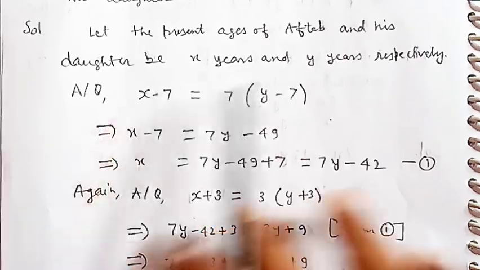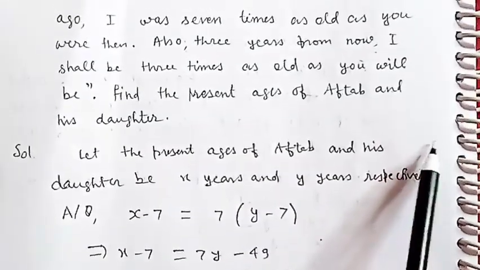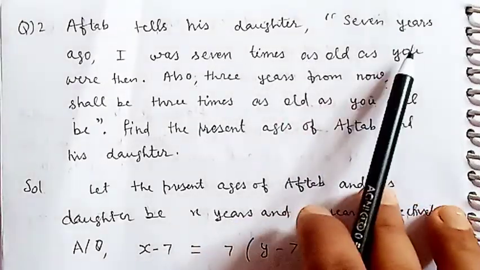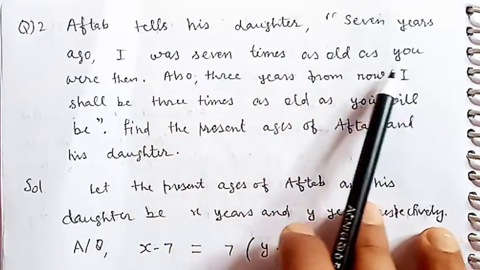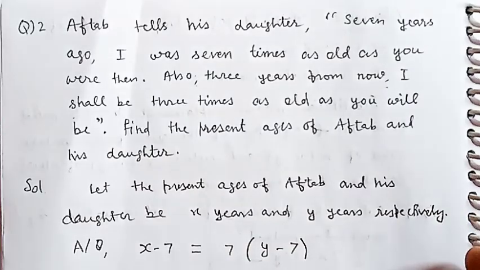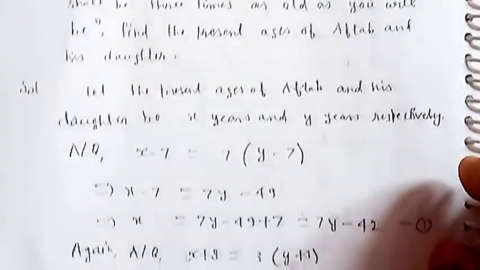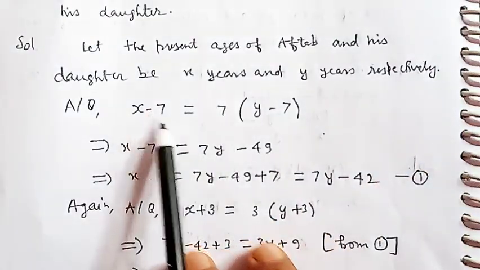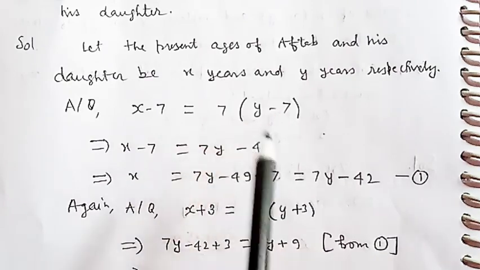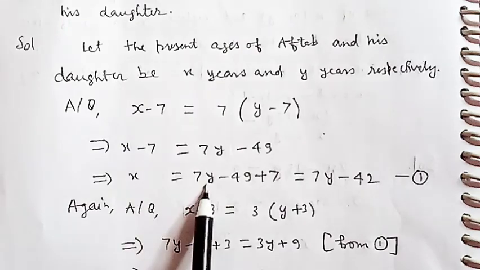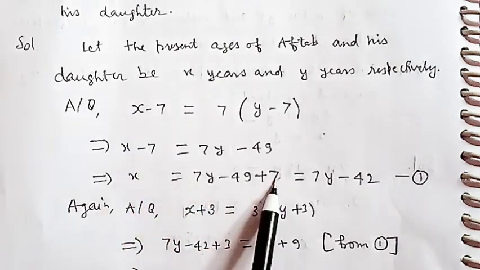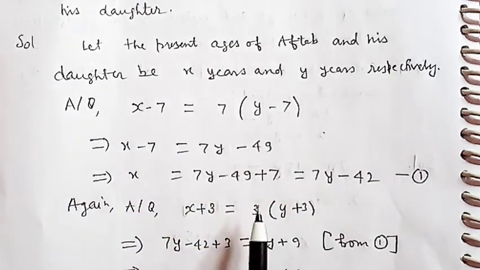According to question, 7 years ago means x minus 7. I was 7 times as old as you were then. Then her daughter's age is y minus 7. According to question, this age is 7 times this age. From here, x minus 7 is equal to 7y minus 49. x is equal to 7y minus 49 plus 7, which is 7y minus 42.